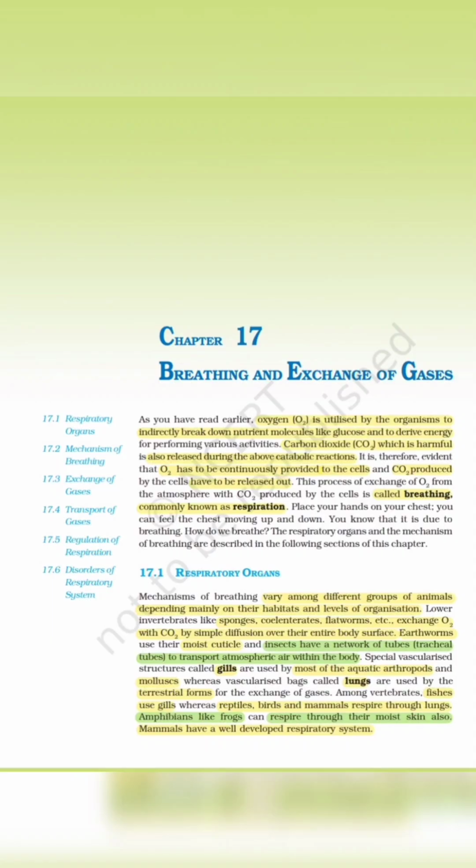Special vascularized structures called gills are used by most of the aquatic arthropods and molluscs, whereas vascularized bags called lungs are used by terrestrial forms for exchange of gases. Among vertebrates, fishes use gills, whereas amphibians, reptiles, birds and mammals respire through lungs. Amphibians like frog can respire through their moist skin also.